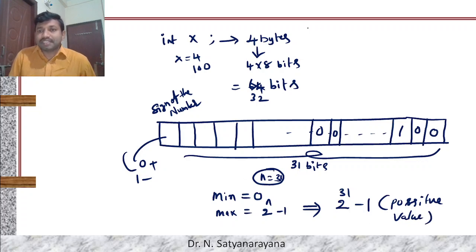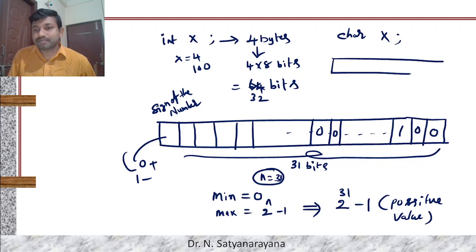For example, let it be character. If I say char x, how much memory? 1 byte means 8 bits, we can write it: 1, 2, 3, 4, 5, 6, 7, 8. And char by default is signed, it is positive, so the most significant bit is given as 0.